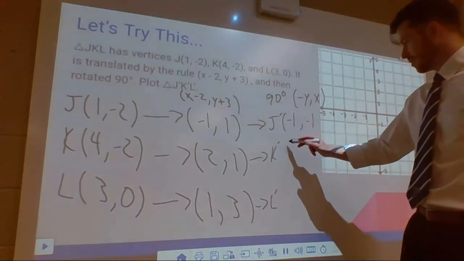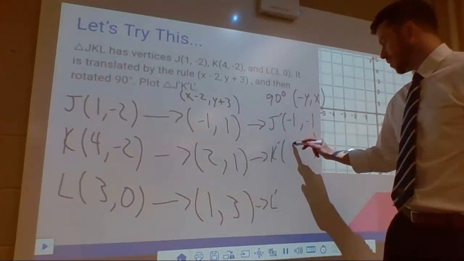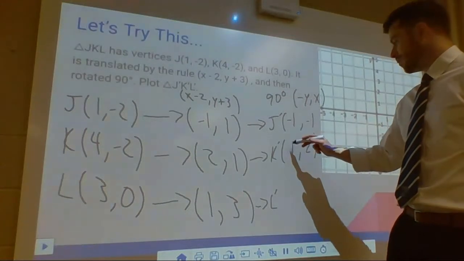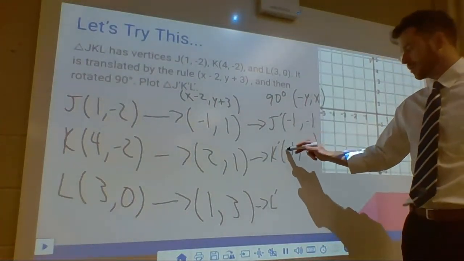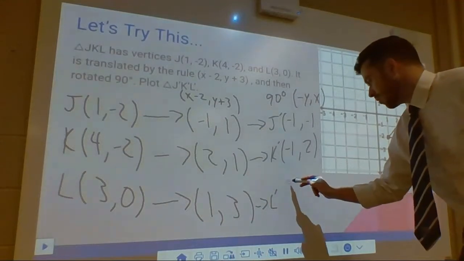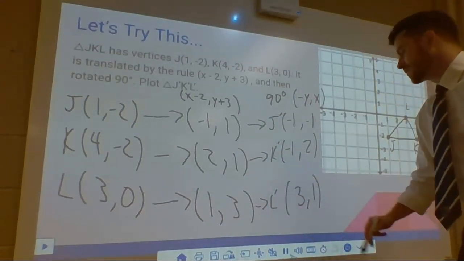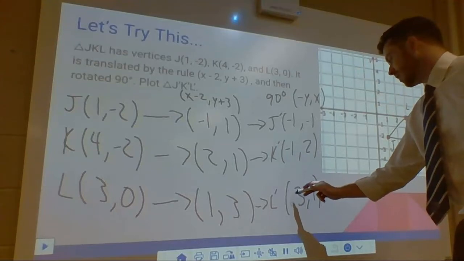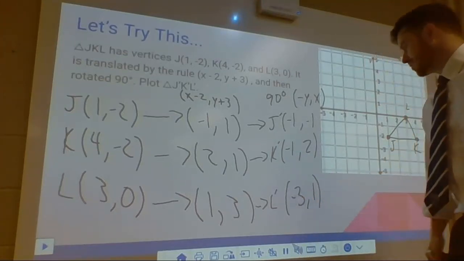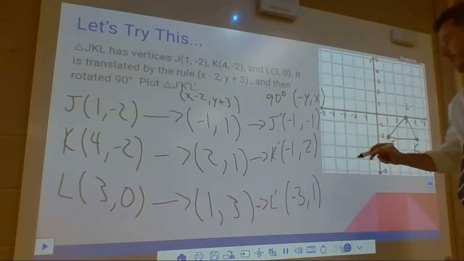It changes signs. Same thing for K prime. So 1 and 2 will swap, and then when 1 moves into the x value, it becomes opposite. 3 and 1 are going to swap, and then when 3 moves into the x value, it's going to become opposite. So now let's plot these points.